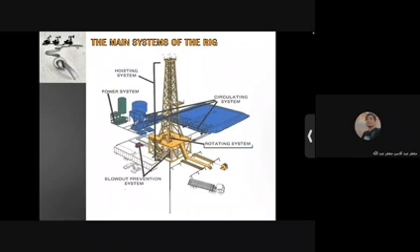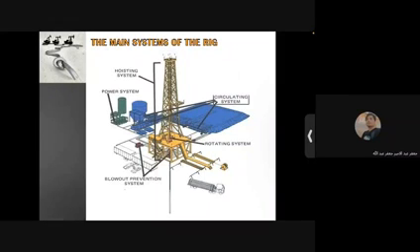The third system is the rotary system. The rotary system is the system that causes the drill bit to rotate at the bottom of the well bore. The fourth system is the circulation system. The circulation system on a drilling rig is the system that allows for circulation of the mud or drilling fluid down through the hollow drill string and up through the annular space between the drill string and the well bore.